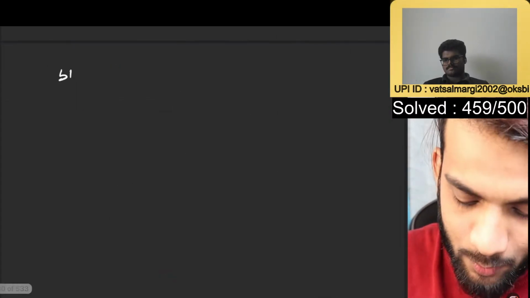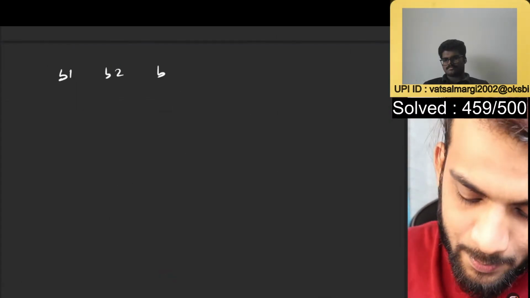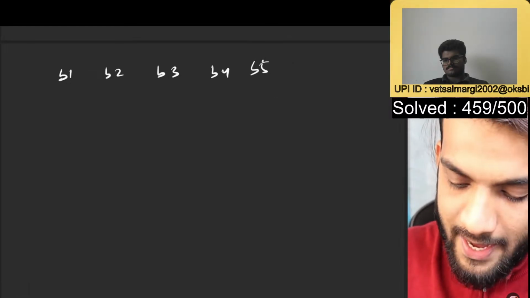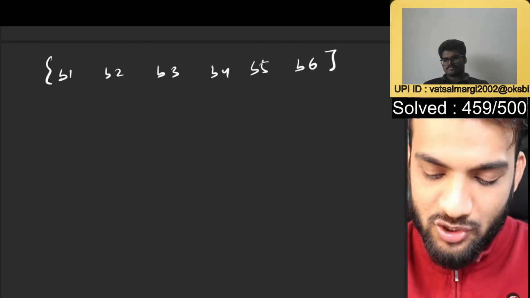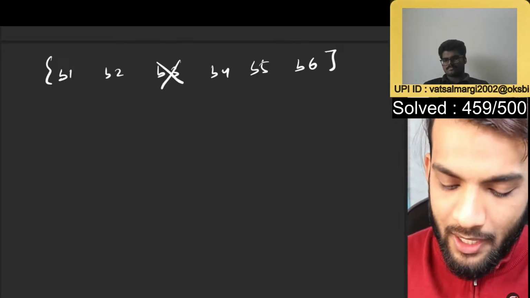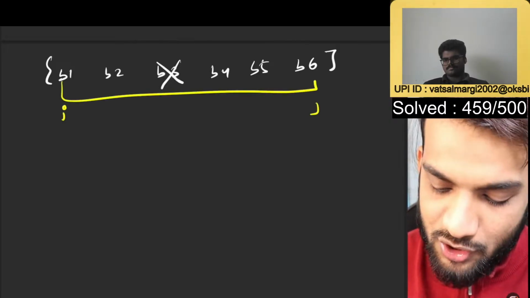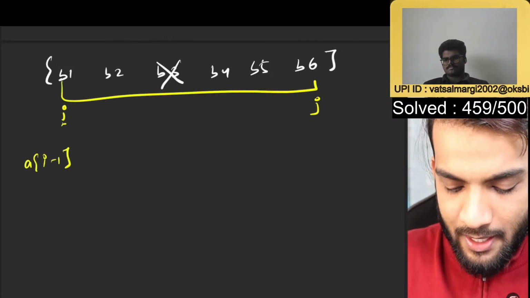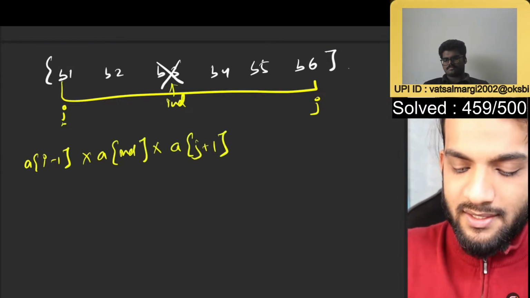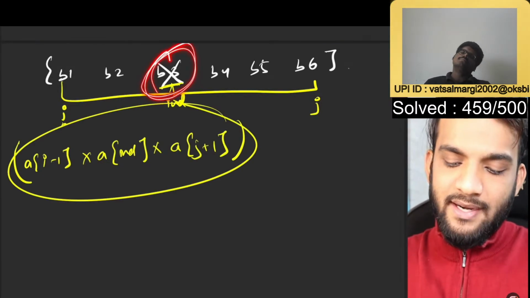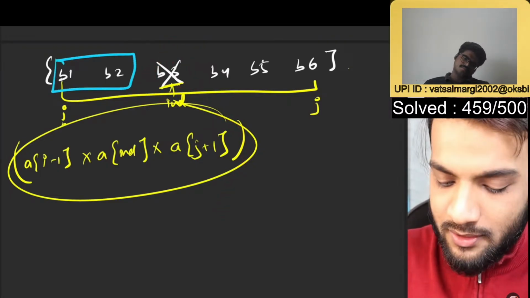Like if I take one more example of B1, B2, B3, B4, B5, and B6. If I decide that I'm going to burst, for an example, B5 out of this range, where this is I and this is J, I know the left guy is A of I minus 1. The guy itself, imagine this is index, is A of index. Imagine the right guy is J plus 1. This is the coin that you will get if this guy is bursted right at the end. And this is a subproblem that has to be solved.